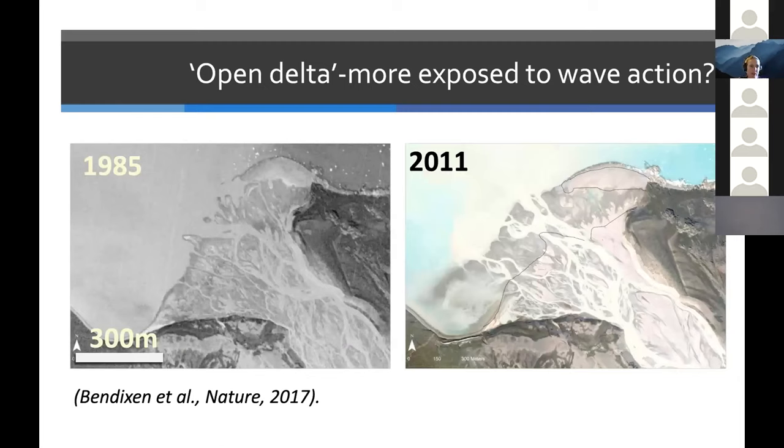So what she did is she classified deltaic systems in two types. One were the ones that were constrained in the fjord head. The other ones were the ones that were more open, potentially wave dominated or wave impacted. And then she systematically mapped through time, in three time slots, how these deltaic systems prograded, or how the coastline prograded.